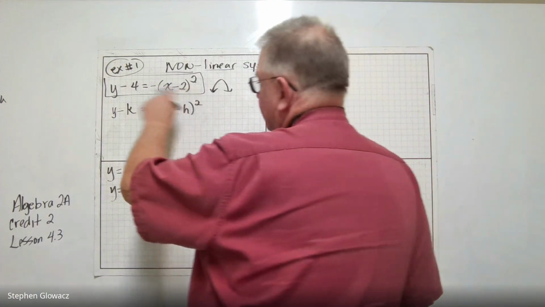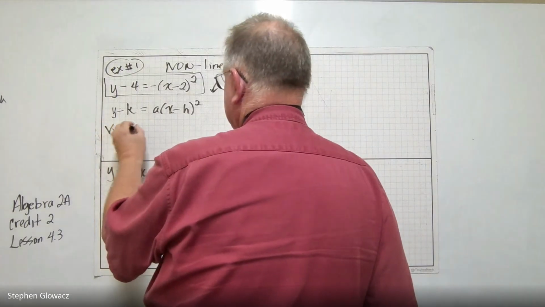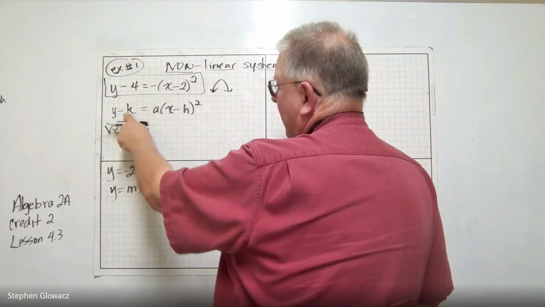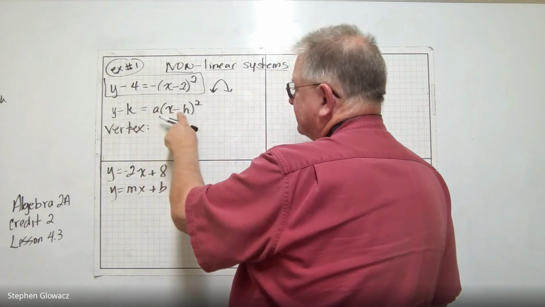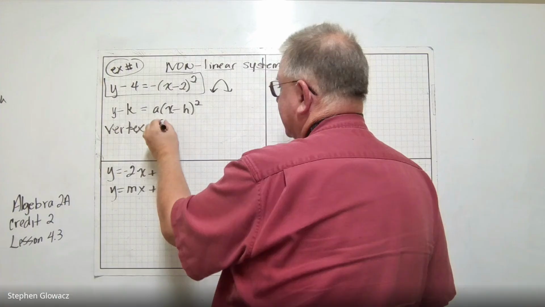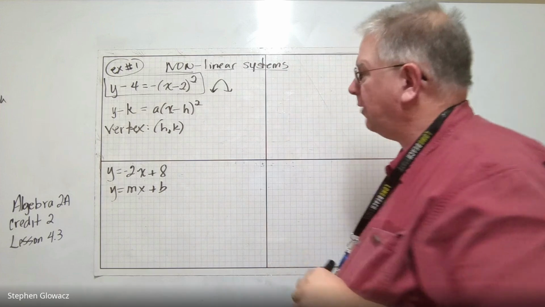This equation is written in what we call vertex form. Let's go over vertex form first. Vertex form, y minus k equals a times x minus h squared. The vertex is the h, k. And so we can quickly determine the vertex from the equation.